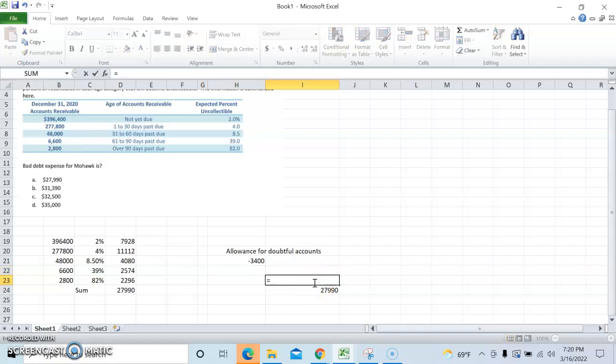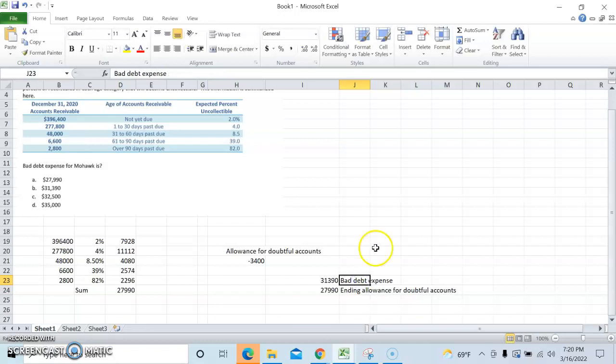But nonetheless, we need to take this and we're going to need to add the 3,400. So we need to subtract it to add the two together. Because remember, the two minus signs together equals a sum number. So this number right here is your bad debt expense. And this is your ending allowance for doubtful accounts.